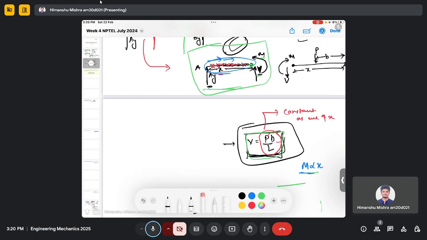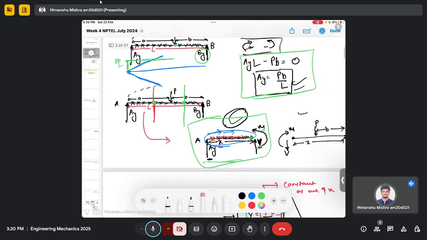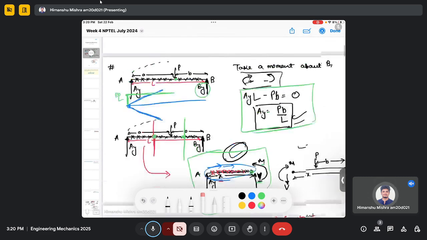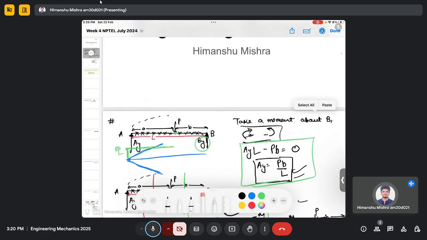Himanshu, just a general question. What is the difference between torque and a moment? They are the same quantities. So they're the same? Yeah, they are the same. So moment is a vector, right? So what happens is that a moment has different components.